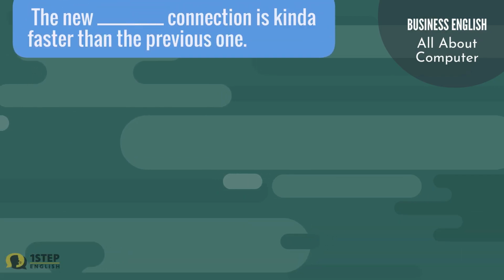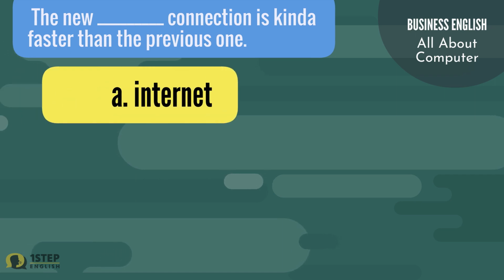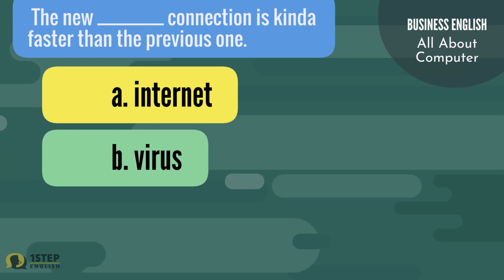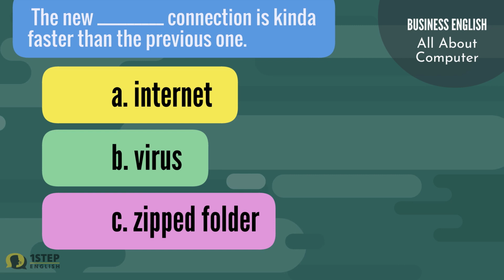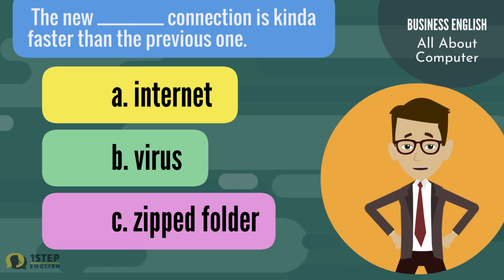The new blank connection is kind of faster than the previous one. Letter A. Internet. Letter B. Virus. Letter C. Zipped folder. The correct answer is letter A. Internet. The new internet connection is kind of faster than the previous one.